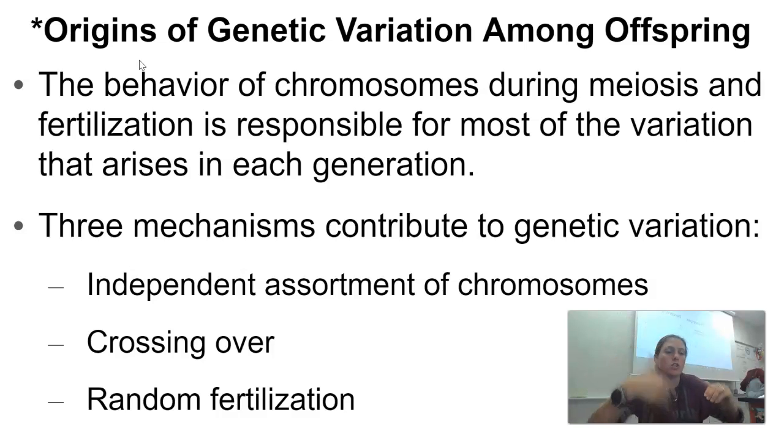Origins of genetic variation among offspring. These are 3 things that contribute to genetic variation. The more heterozygous we are, the more genetically variable we are as a population. And just so you can see the big picture, the more genetic variability we have, the more adaptable we are as a population. So the 3 mechanisms that can contribute to genetic variation, which again I'm going to harp on more when we get into evolution, are independent assortment of chromosomes, crossing over, which adds to genetic variation, and then obviously random fertilization. The fact that we're not saying this male and this female have to mate. It's any combination of male and female that increases your genetic variation.